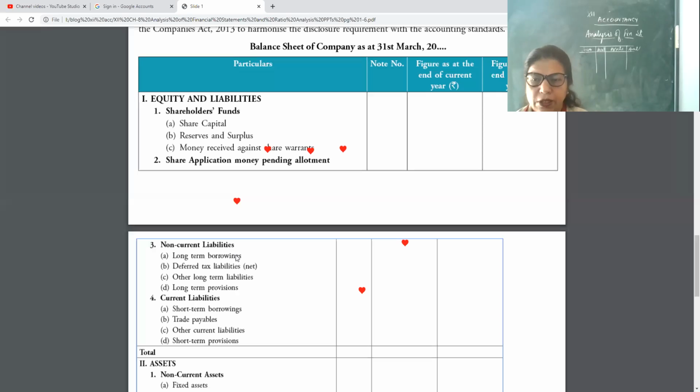Then current liabilities. Current liabilities are those liabilities which are to be paid within 12 months. That is related with the operating cycle. So these are short-term borrowings that must be paid within 12 months. Trade payables means creditors. Other current liabilities means outstanding expenses, unearned income. Please note it down.